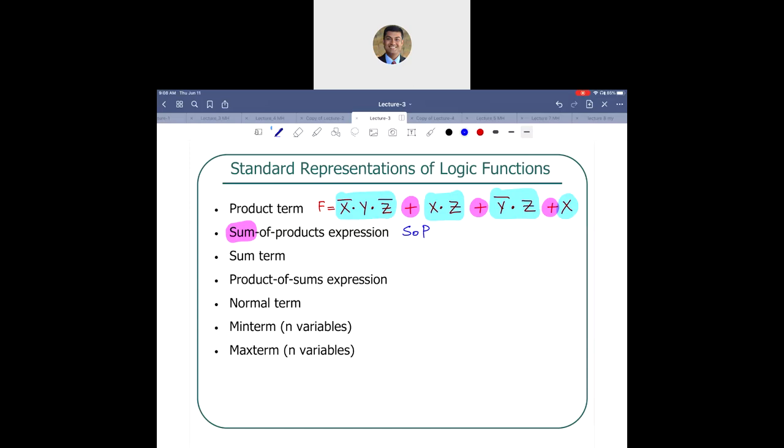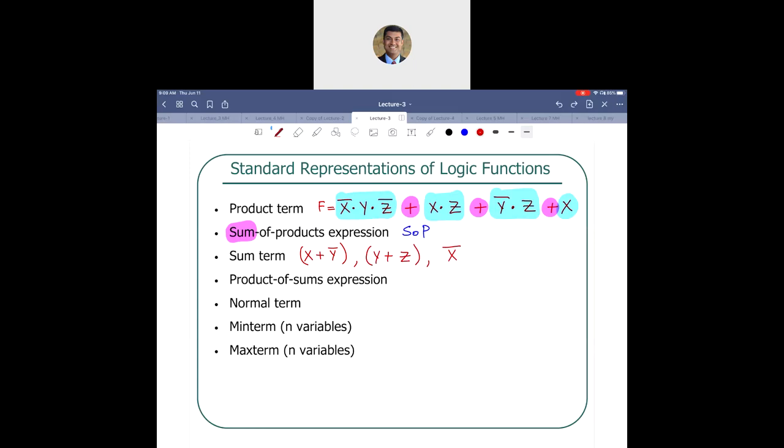How about a sum term? An example of a sum term can be, let's see, X or Y complement. It could be Y or Z. It could be simply X complement, right? Because it is ORed with 0. So X complement. So all of those are sum terms.